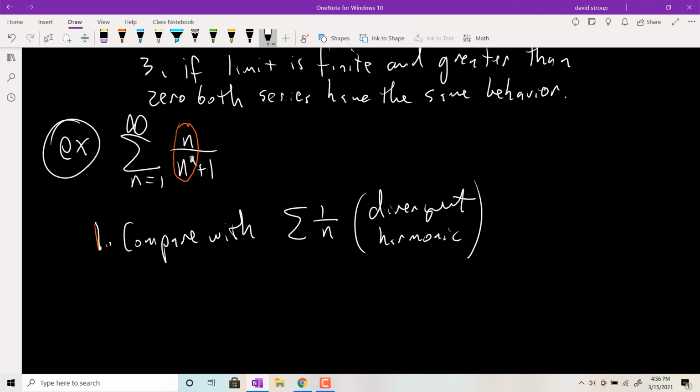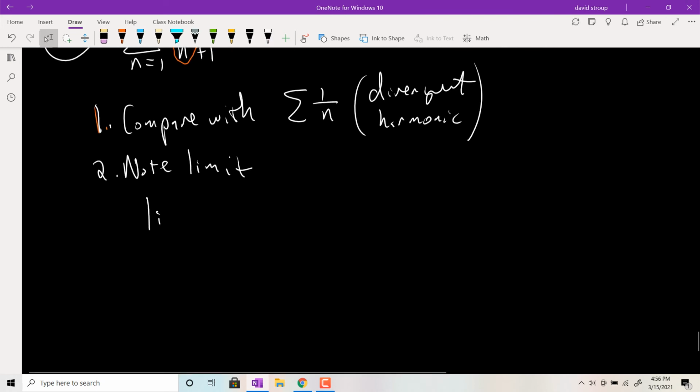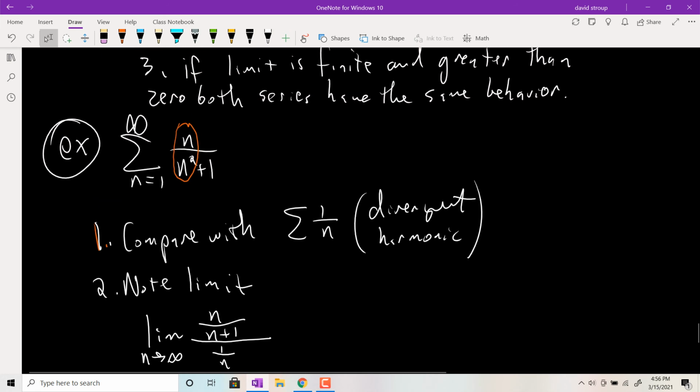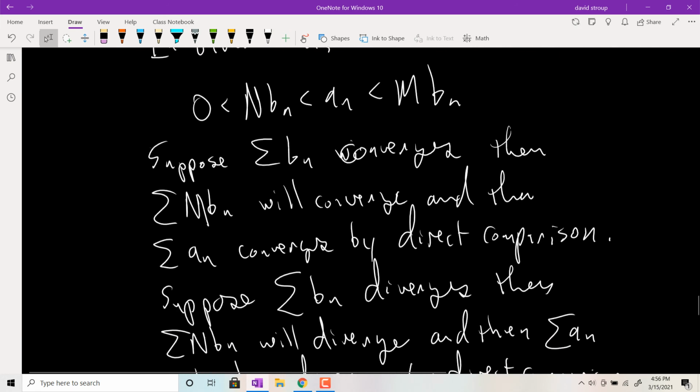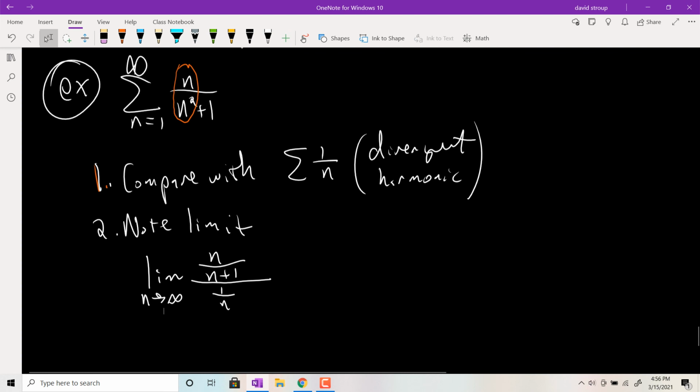Okay, so if we do the ratio of the terms of the series and then take its limit, and it's finite and greater than 0, then both will be divergent. Okay, so let's note the limit. And we have the limit of n all over n plus 1 divided by 1 over n. And it doesn't really matter how you stack them. You have to be really careful about A sub n and B sub n back in the direct comparison test. But here, it doesn't matter if you put one on top or the other on top.